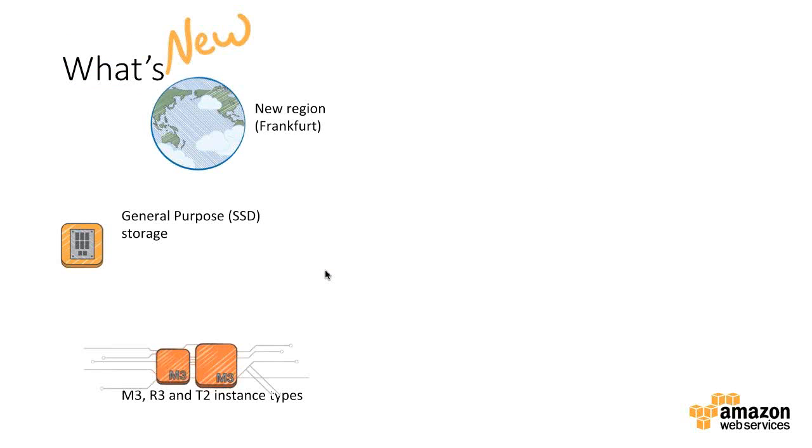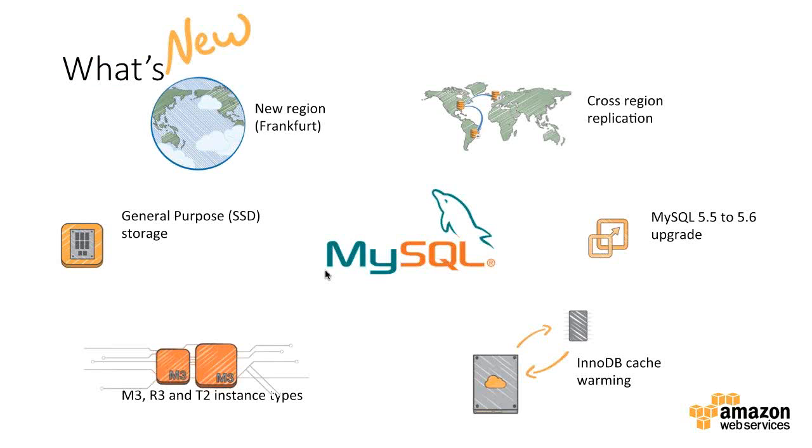We support general purpose SSD storage for our RDS instances. If you have not already migrated to SSDs, please migrate to SSDs from magnetic storage. We support newer instance types, namely the M3s, the R3s, and T2 instance types. These provide better performance for the dollar. And we also support cross-region replication. We are giving you a single-click upgrade from 5.5 to 5.6 and also InnoDB cache warming.